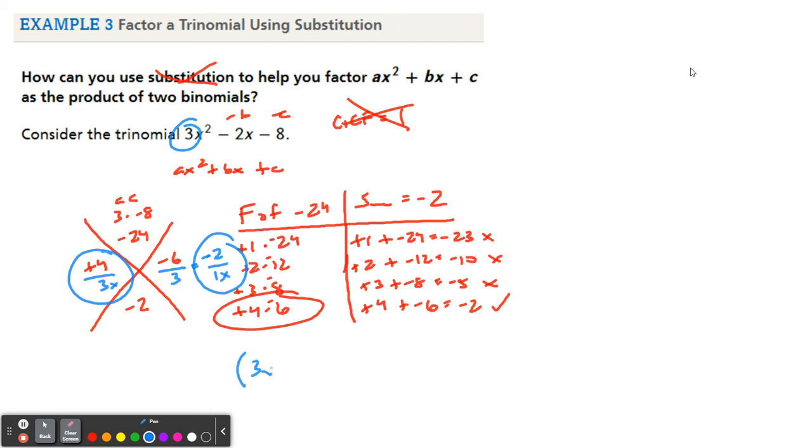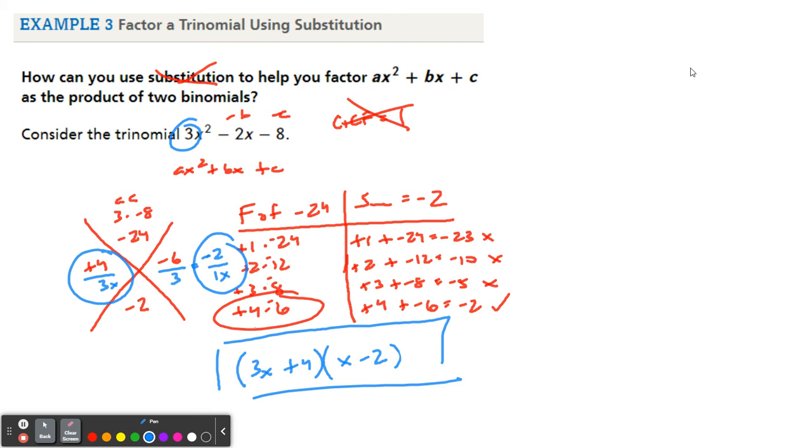So then our answer will be 3x plus 4, and I'm just going to put x, you could put 1x, x minus 2. And again, you could put the 1x if you want to, but you don't have to. So notice here, same numbers as the last problem, right? The 3 and 4, 1 and 2, but just in different spots.